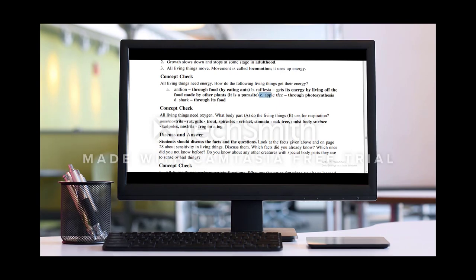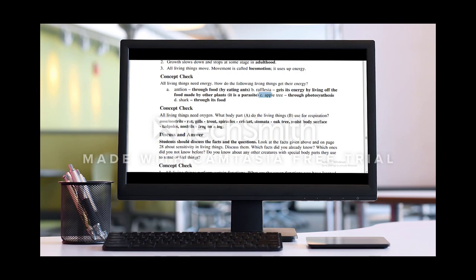Rafflesia gets its energy by living off the food made by other plants. Apple tree gets energy through photosynthesis. Shark gets energy through its food. You can write it in your notebook, as well as in page number 26 at the bottom of the page.